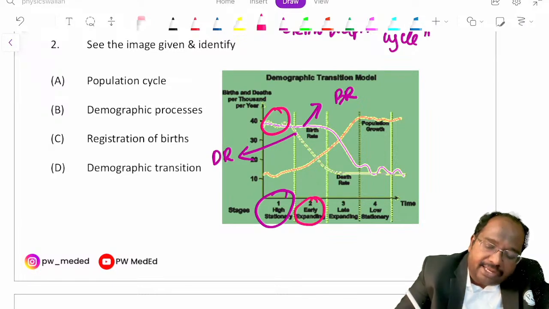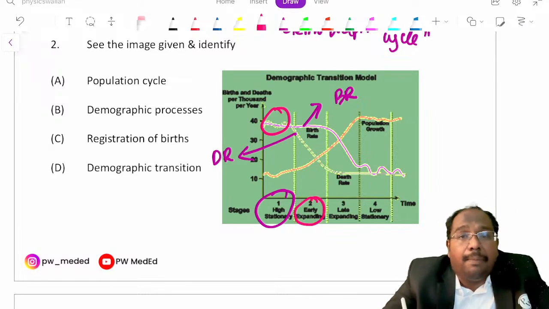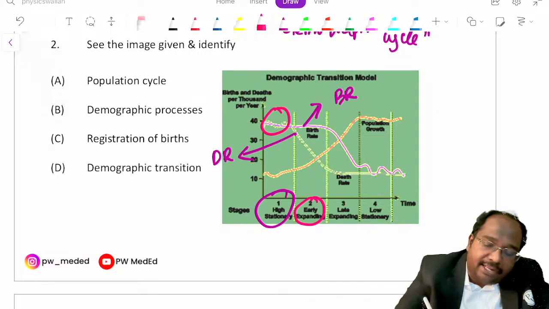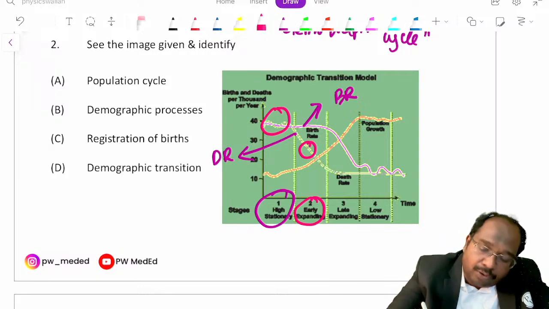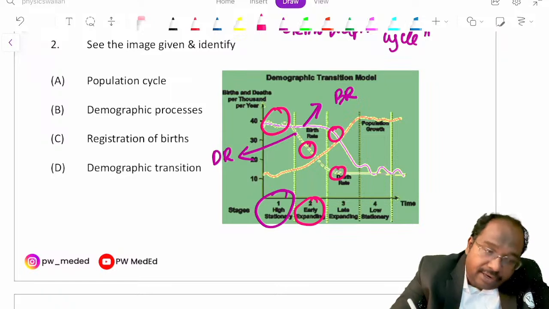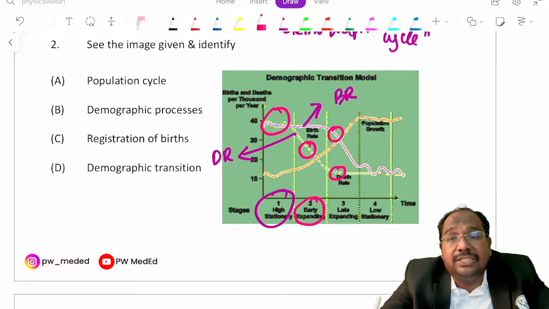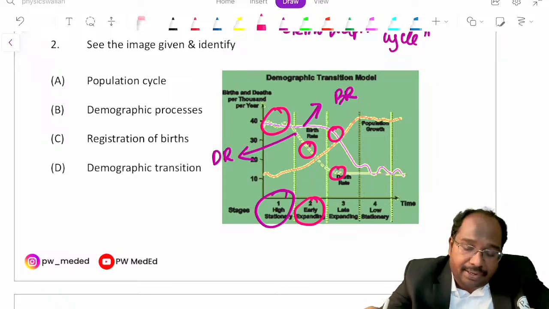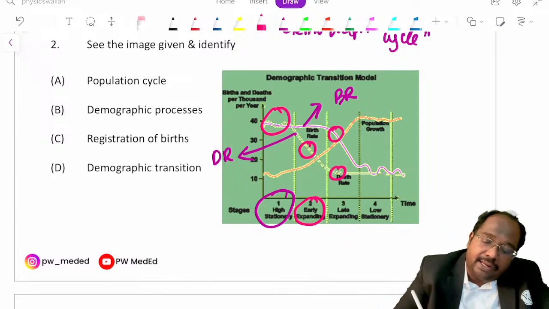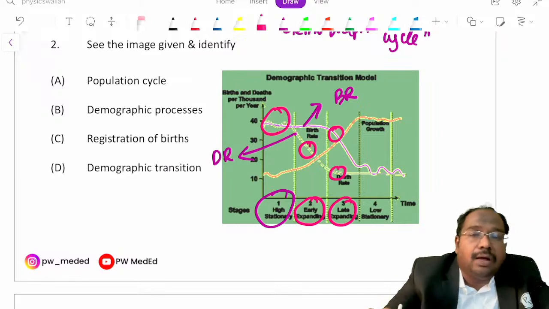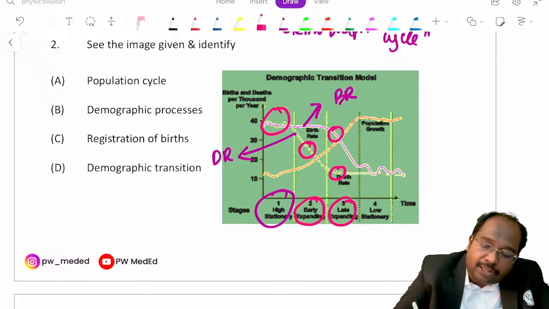The next phase is early expanding. Birth rate is high, but death rate has started declining. This is early expanding. The third phase is where both birth rate and death rate are declining. This is called late expanding. So: high stationary, early expanding, and late expanding. And the fourth stage is where both are low.